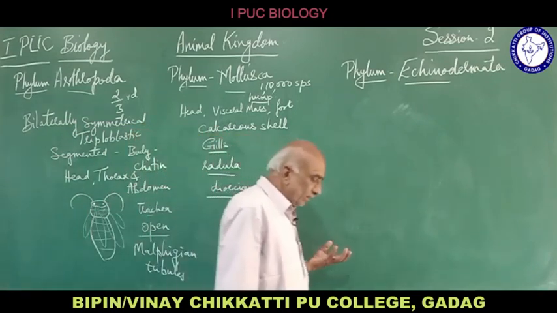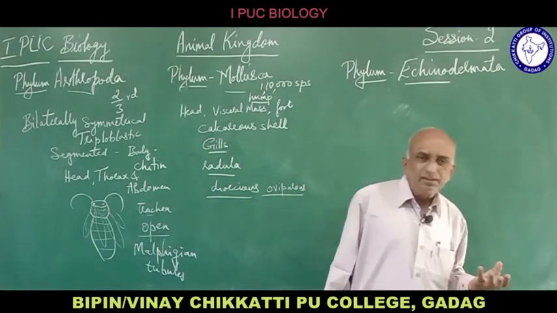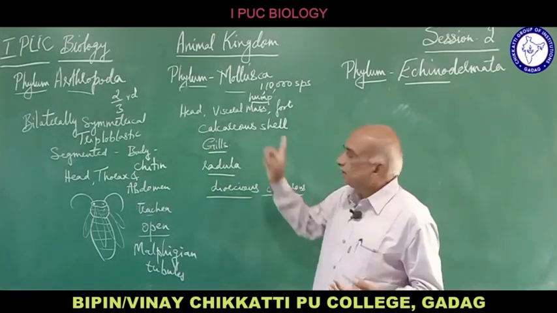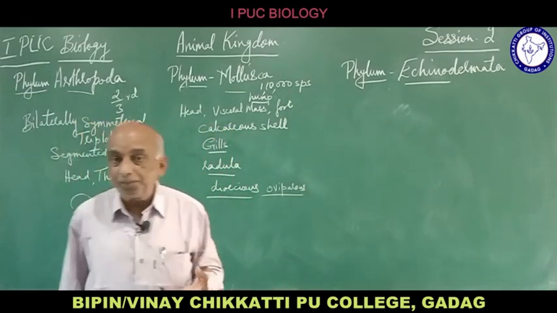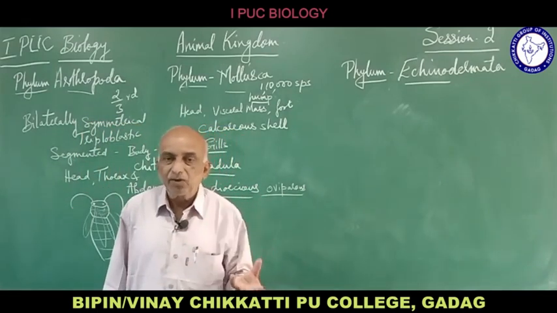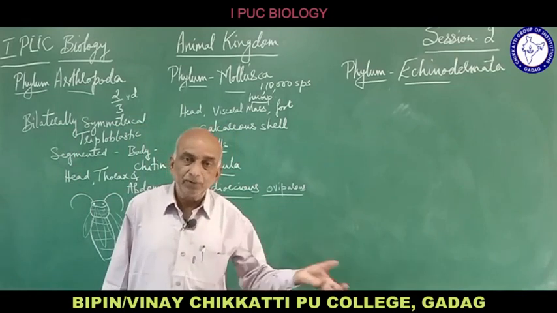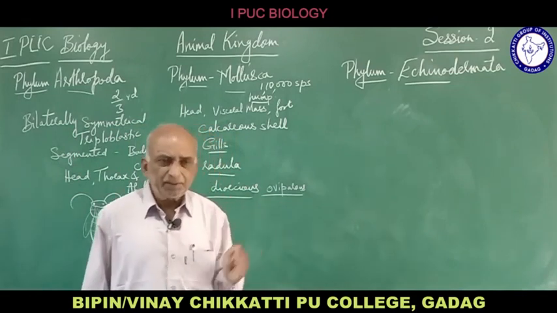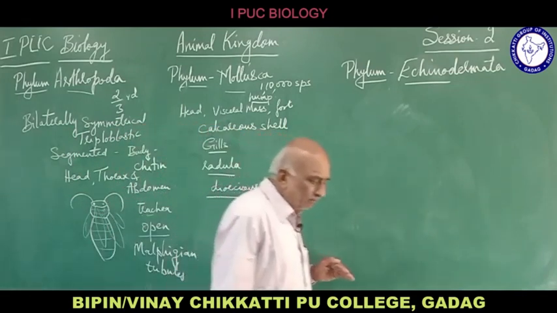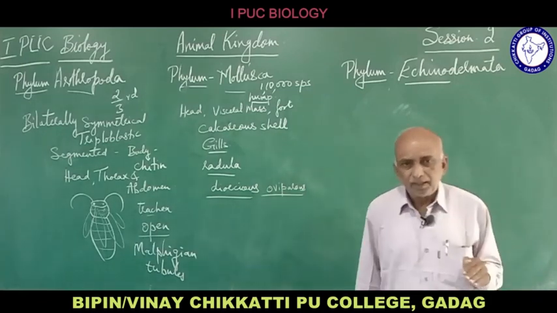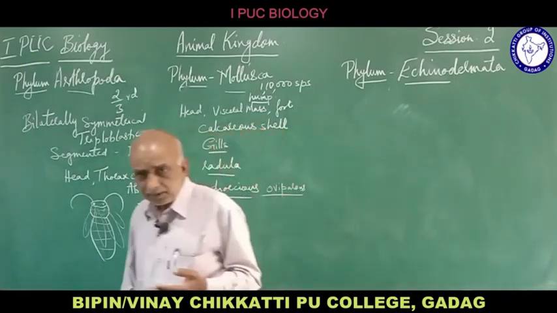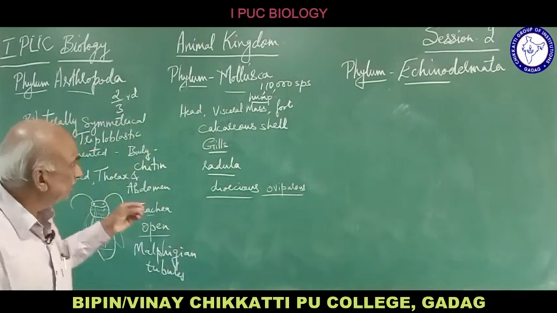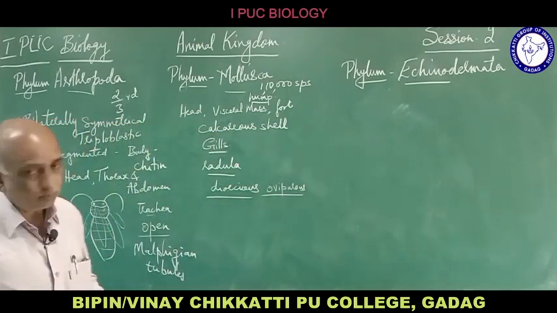So one thing is the shell. In some animals it is not well developed. For example, in the octopus, the shell is not as hard as that found in the snail. So sometimes the shell is much reduced and it does not have much calcium. So those are the examples of this phylum Mollusca.